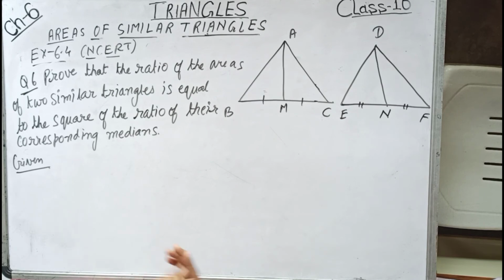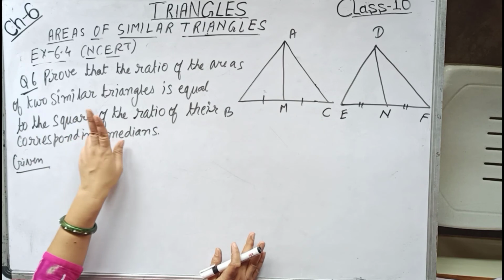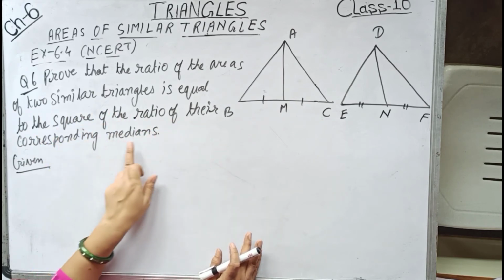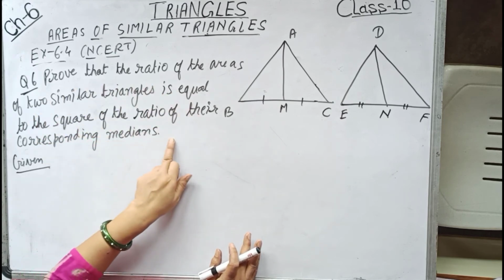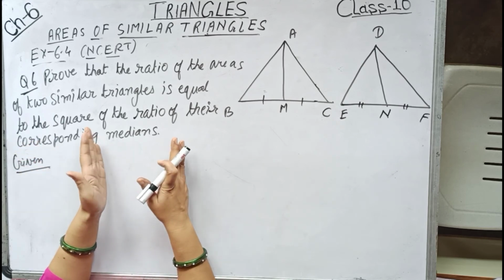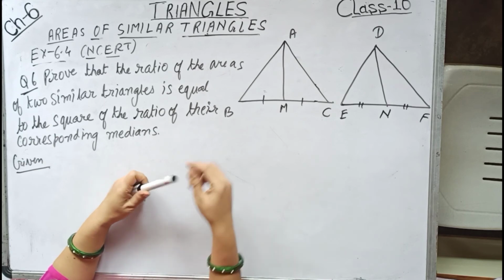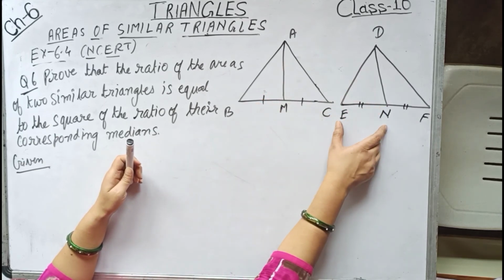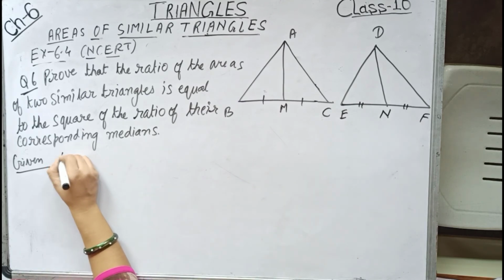Question number 6 says: prove that the ratio of the areas of two similar triangles is equal to the square of the ratio of their corresponding medians. Till now we have done the same thing, but in place of medians it was sides. So if I prove that the ratio of the sides is equal to the ratio of their medians, then we are proved. So let AM and DN be the two medians. Therefore BM equals CM and EN equals FN.